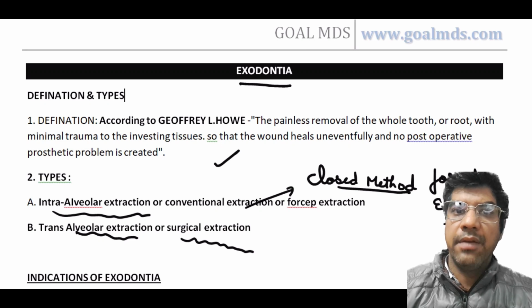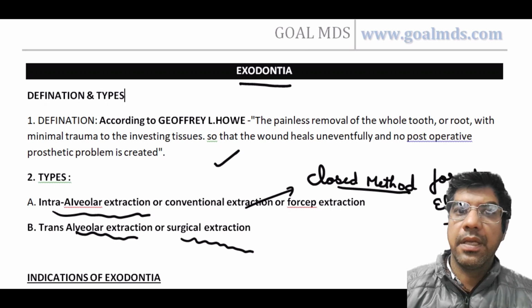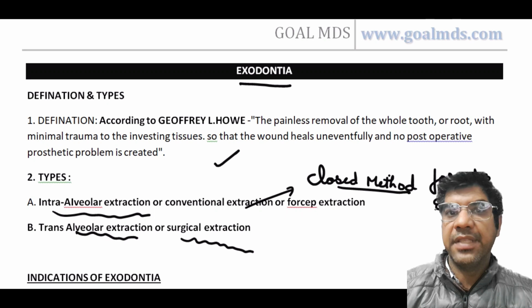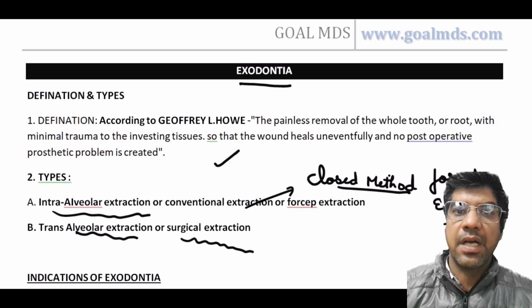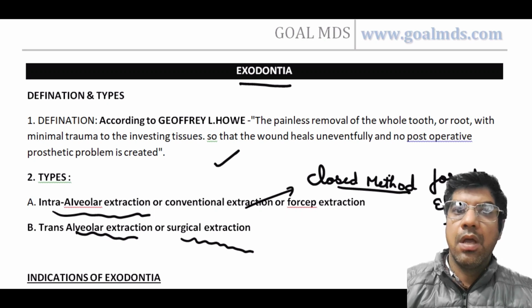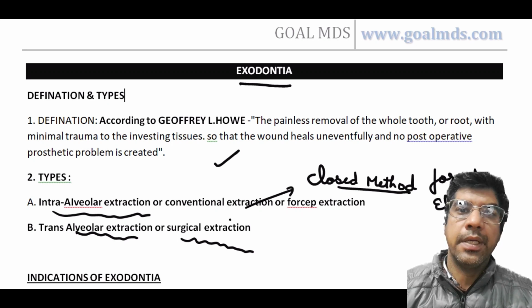So it is ideal for straightforward cases, also termed simple extraction, and it is not suitable for cases with root deformities, hypercementosis, brittle teeth, or endodontically treated teeth.